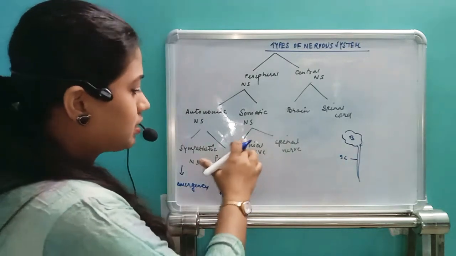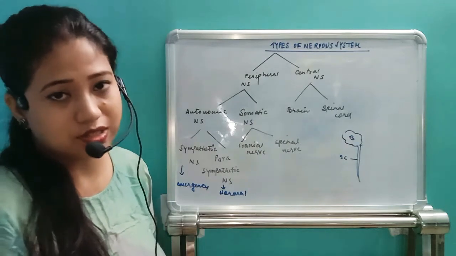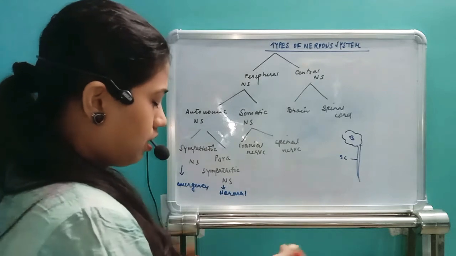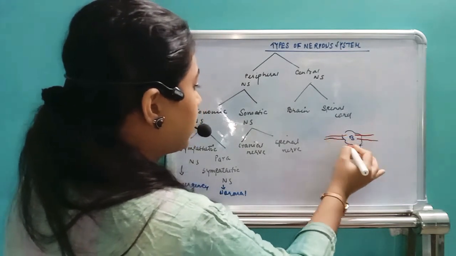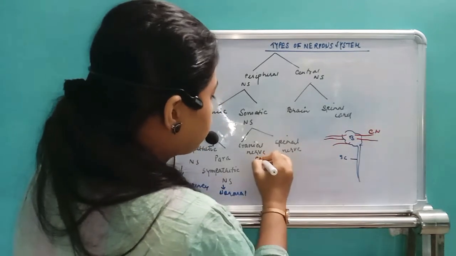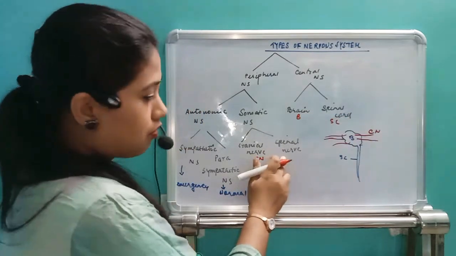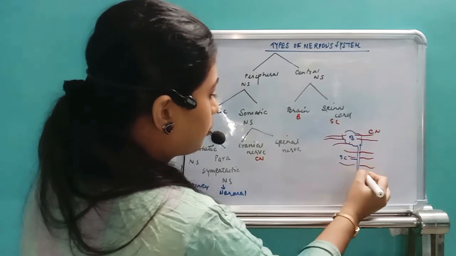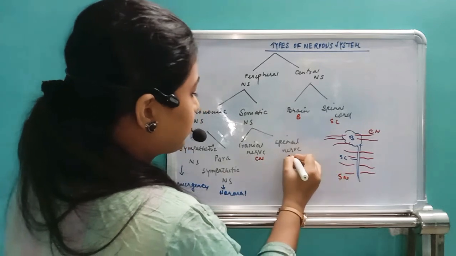Next, the cranial nerves and spinal nerves are the two types of somatic neural system. You can see the nerves that arise from the brain are called the cranial nerves. This is the brain, this is the spinal cord. The nerves arising from the spinal cord will be the spinal nerves.